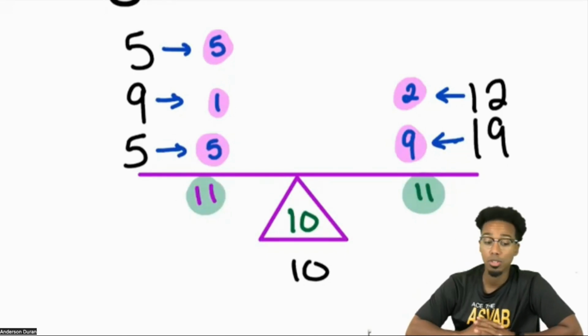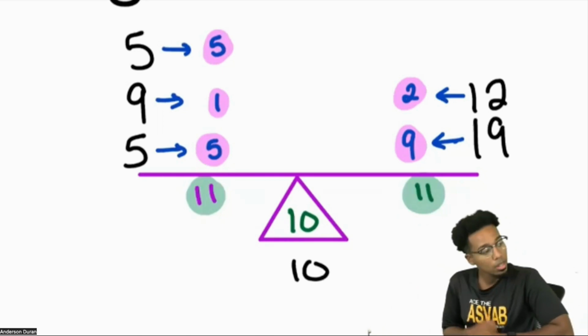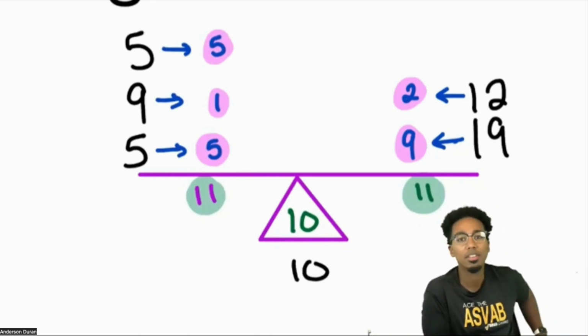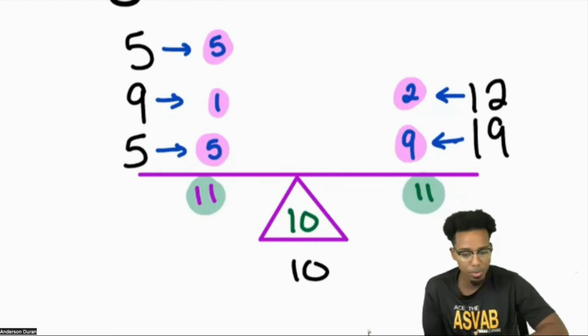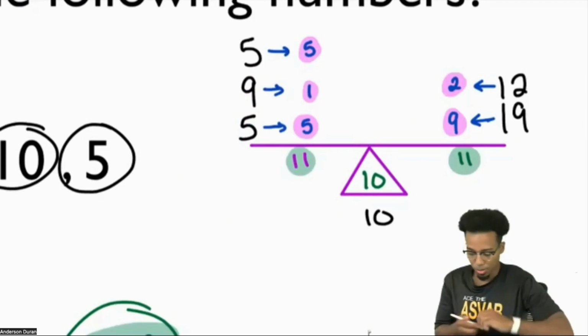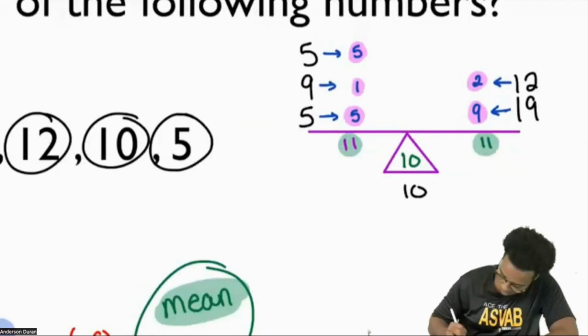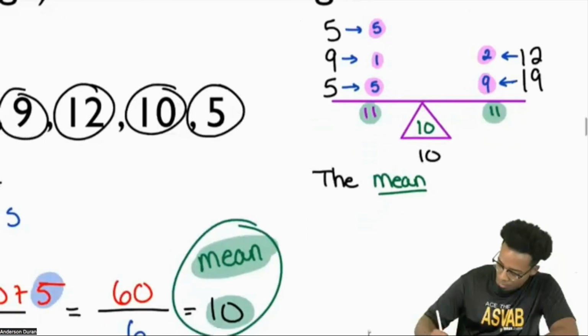You have all the numbers on the left of 10 adding up to being 11 numbers away. All of the numbers on the right side of 10, right over here, a total of 11 numbers away. That's the balance point. Yeah, absolutely. So I'll write that down for you. No problem. So the mean, right over here, the mean is the balance point of a set of numbers.